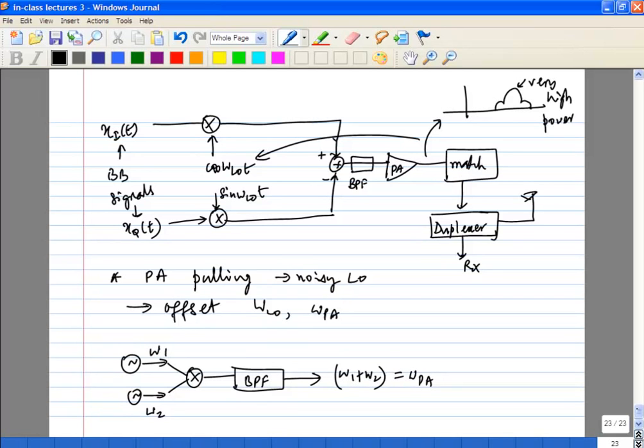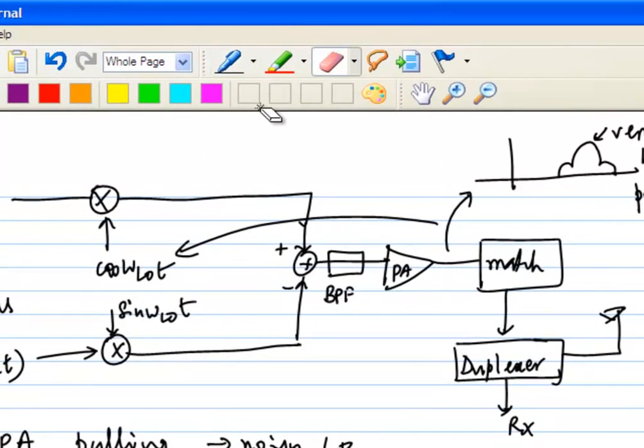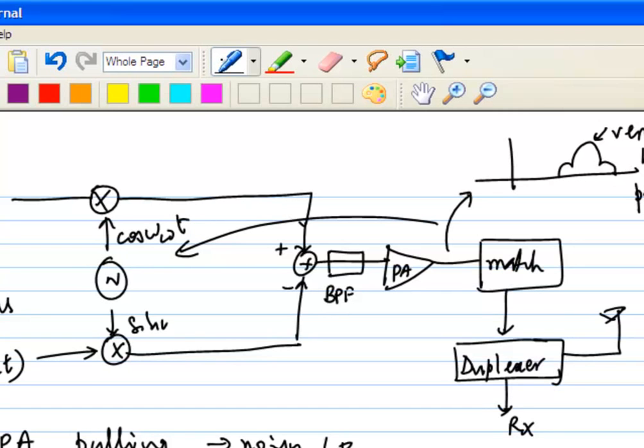So now this output, omega 1 plus omega 2, is going to produce your cosine and sine. So instead of having a single oscillator, in this case this is just omega LO. In this case this produces omega 1 plus omega 2. This is one very simple way of doing it.